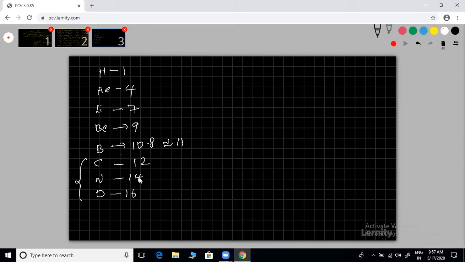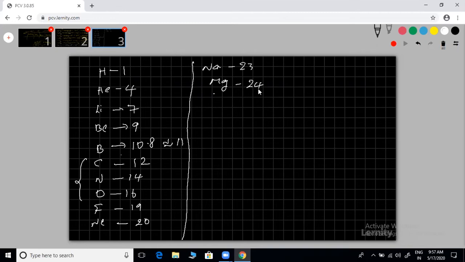Nitrogen, atomic number 7, into 2. Next fluorine, this is 19, neon 10, so multiply into 2, 20. Already I gave this last class. I will give up to 20, but the remaining you have to copy from your textbooks or NCERT or an app or from anywhere. Sodium 23, magnesium 24, 12 into 2, 24.